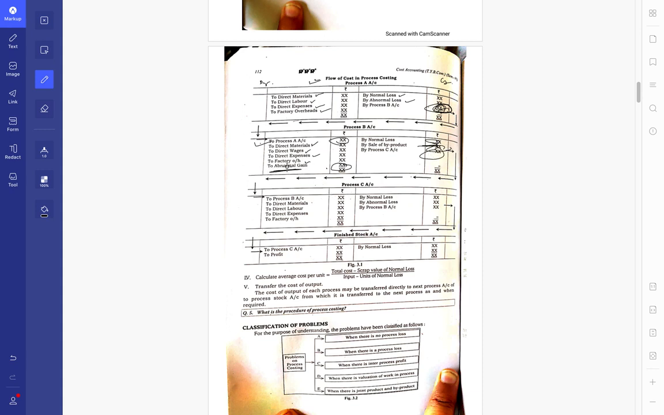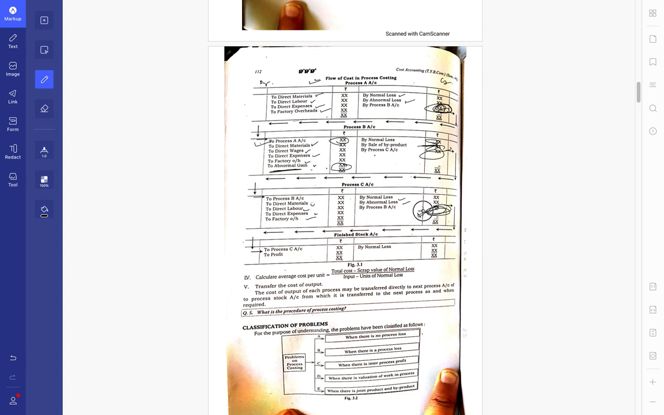We'll come on to abnormal gain later on, and you just need to know that it comes on the debit side. We'll discuss it later. And you need to note one thing: if you're having abnormal gain, you cannot have abnormal loss in the same account, or if you're having abnormal loss, you cannot have abnormal gain. So you transfer the balancing amount to the process C account if there is any process C. You add direct material, direct labor, factory overhead, direct expenses. On the credit side, you have normal loss, abnormal loss, and lastly, any balancing figure over here.